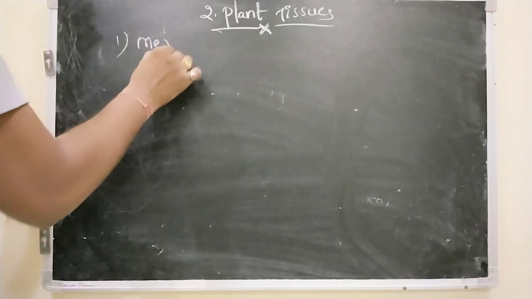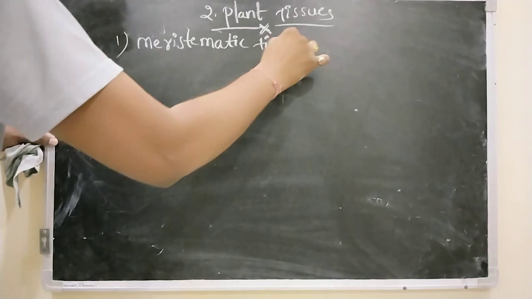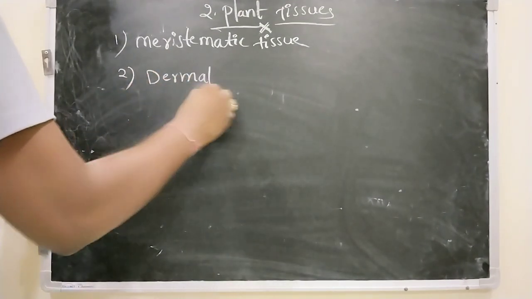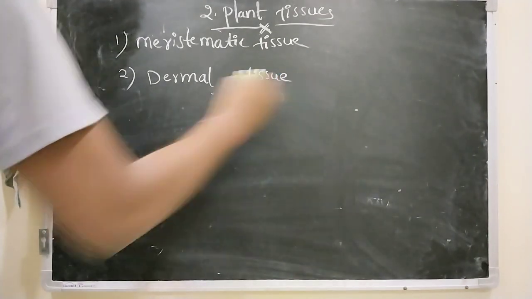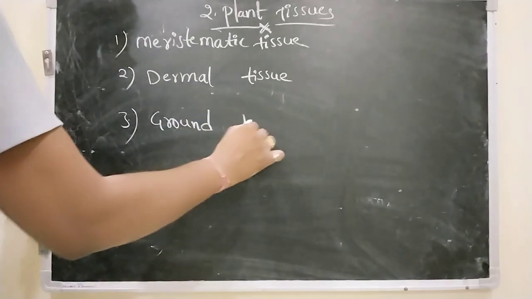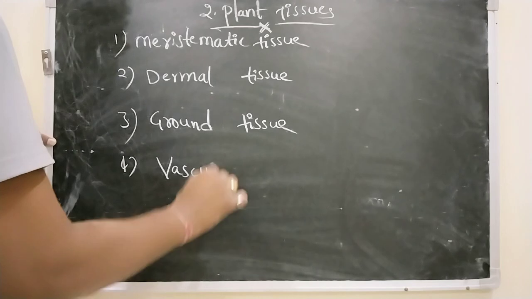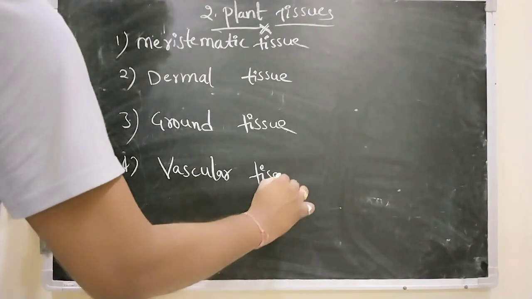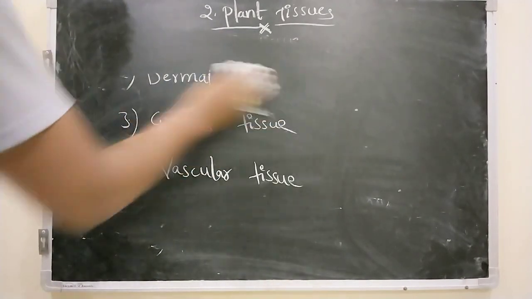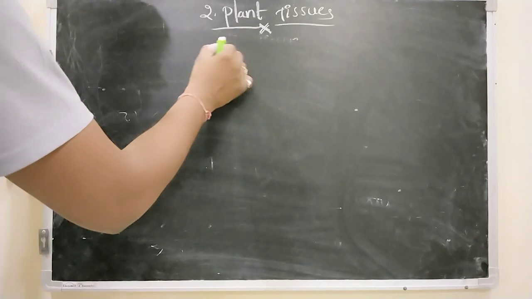One is the meristematic tissue. Second is the dermal tissue. Third is the ground tissue. And fourth is the vascular tissue. So we will discuss each and every tissue. Before discussing each tissue, we will mention the flow chart here.